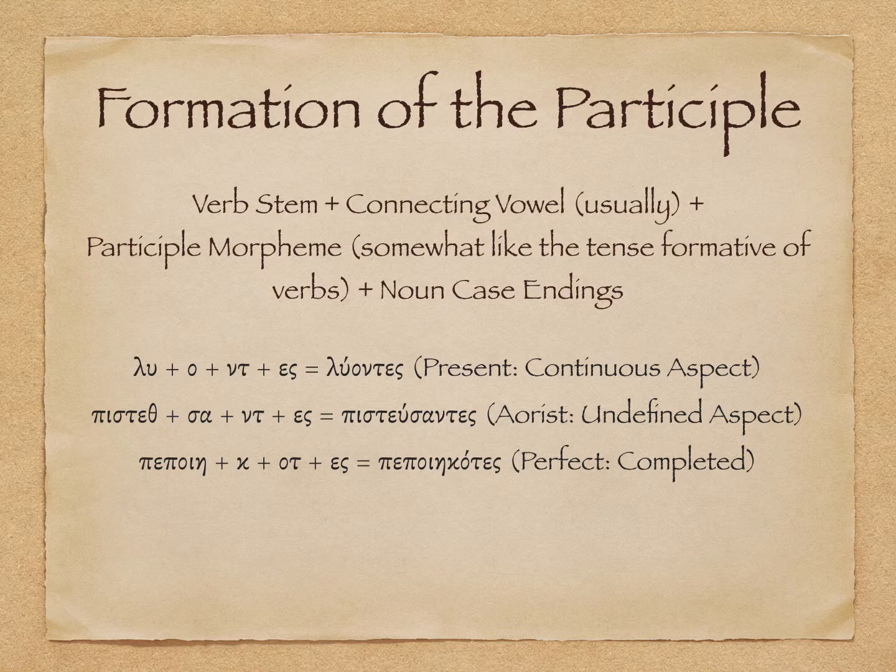And so those combinations of letters or single letters will tip us to, okay, what tense form is this? Or is it active or passive voice? Well, in the same way, participles have a tense formative. And for the present, it's the nu tau. Also for the aorist there, but the aorist adds the sigma alpha, and then the perfect, the kappa again, and then omicron tau.